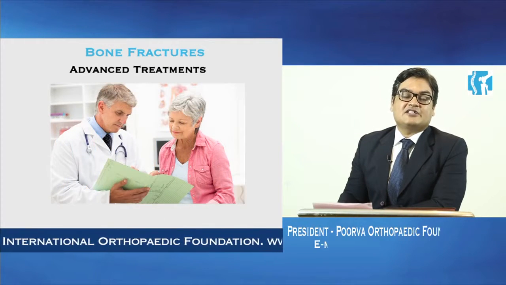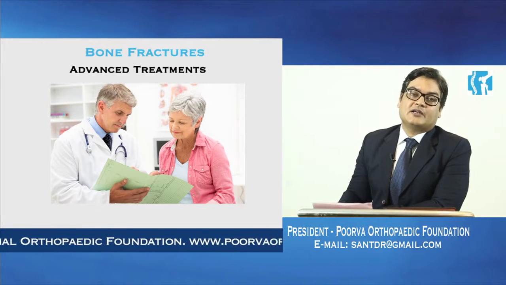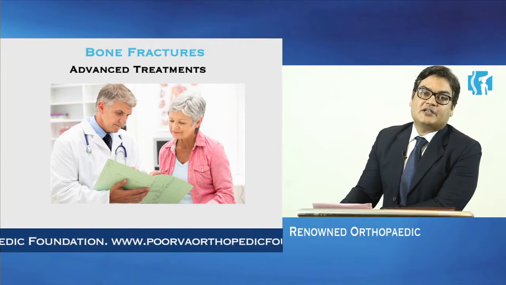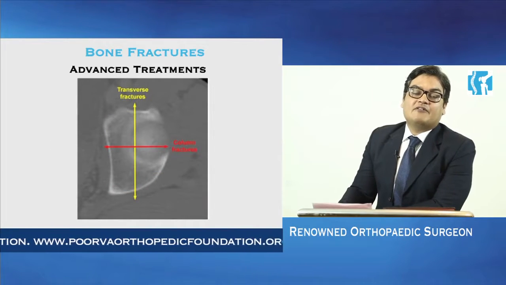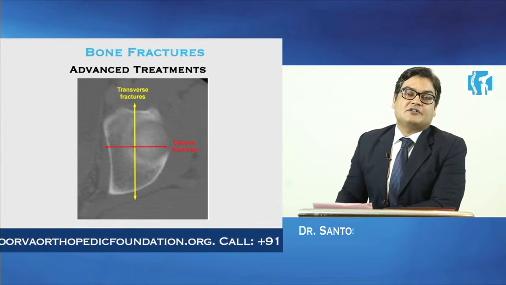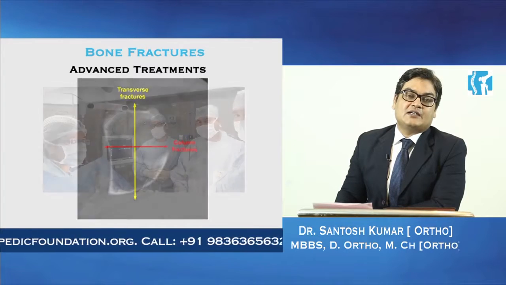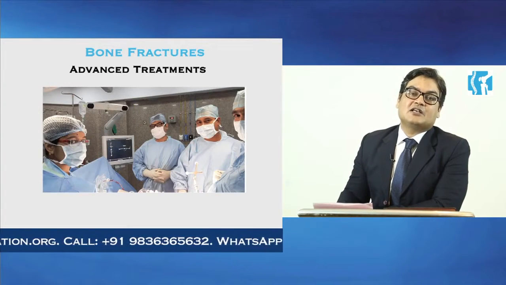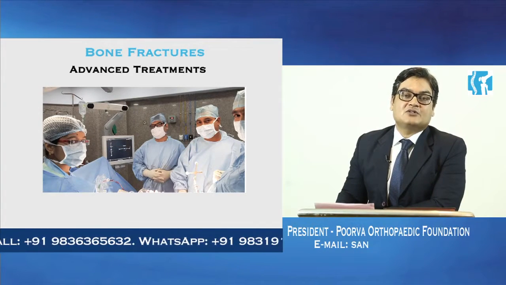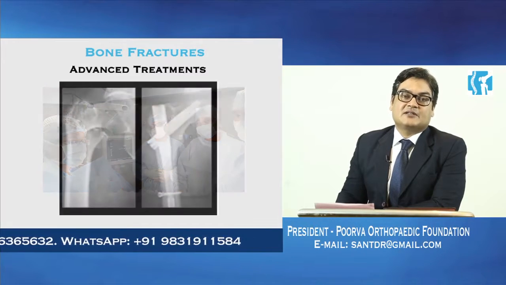Intra-articular fractures means fractures which are involving the joint. Once a fracture is involving the joint, it's very important to get a very good anatomical reduction of the fracture. And most of these are done in an open manner and they are fixed with plates or screws. This is known as open reduction, internal fixation.